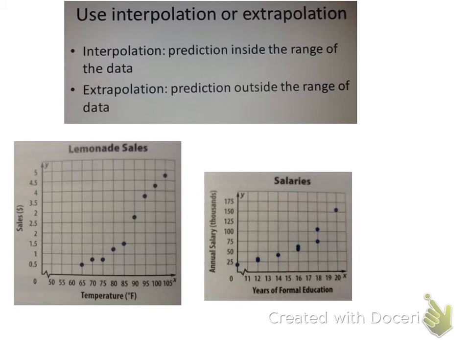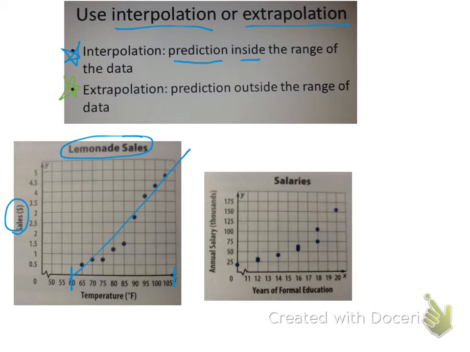All right, so let's continue. When you're making predictions, there's this thing called interpolation or extrapolation. Interpolation is good. We like that. You're making a prediction inside the range of the data. So for example, in lemonade sales, if you make a prediction somewhere between 60 degrees Fahrenheit and 110 degrees Fahrenheit for how much money you're going to sell, we could predict at 90, we could predict at 100, exactly how much lemonade we're going to sell. That's going to be interpolation.